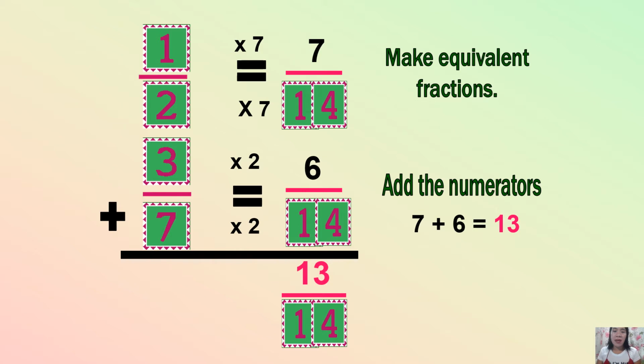This time, the two fractions are already similar fractions because they have a common denominator, meaning the same denominator. So we simply copy the denominator and add the numerators. 7 plus 6 is 13. So our final answer is 13 over 14.